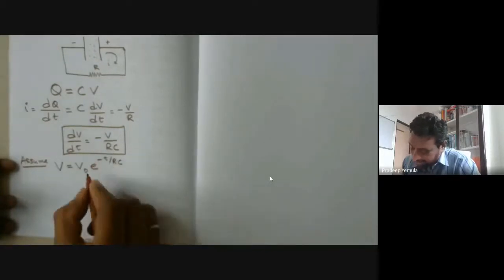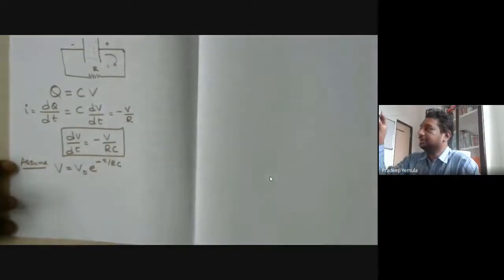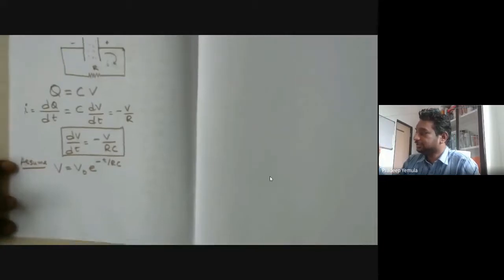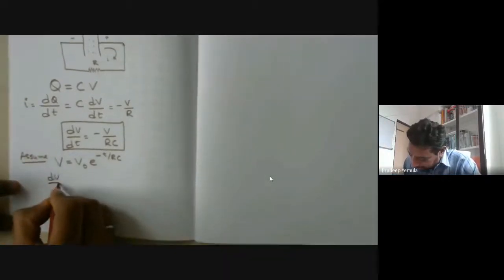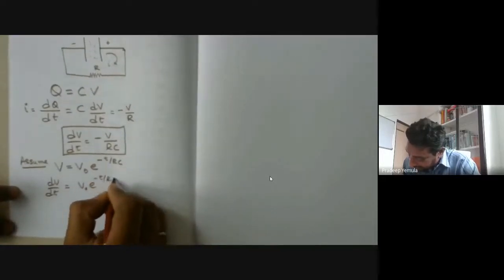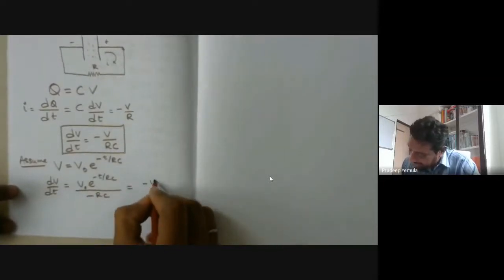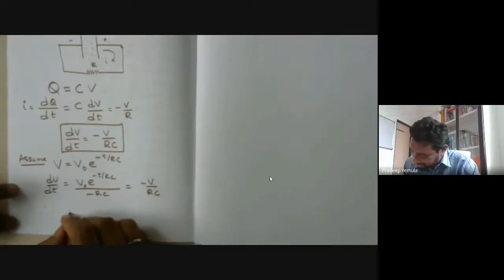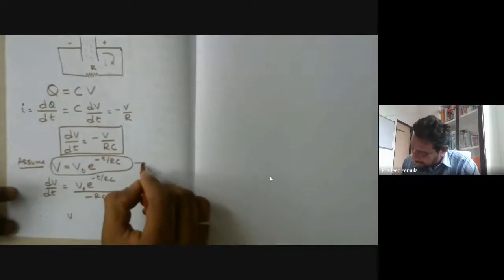Again, for electrical engineers, this is more well known. Sorry, the camera keeps shaking. Now dV by dt is nothing but the same V naught e to the power of minus t by RC divided by minus RC, which in turn is nothing but minus V by RC. Therefore, we can conclude that V is nothing but this one. This is the correct assumption.